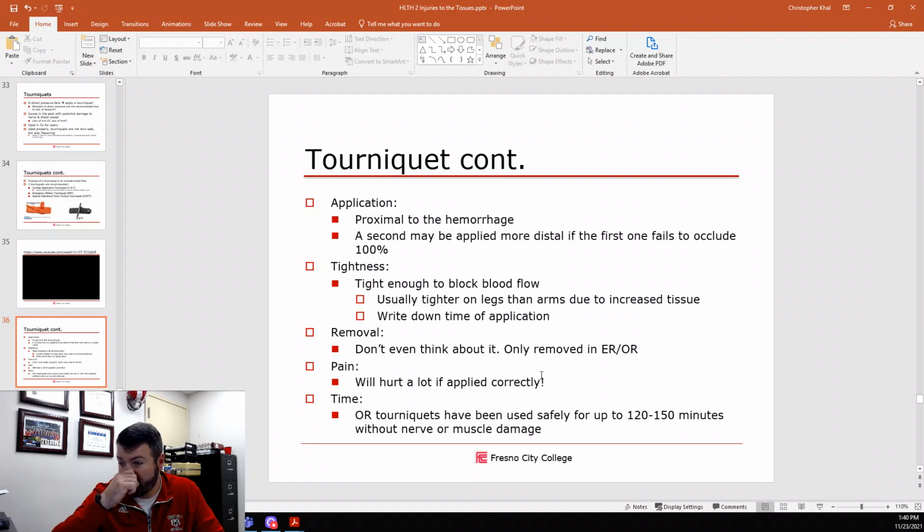As for time, operating room tourniquets have been used safely for about 2.5 hours. So by all means, you can leave it on a good amount of time without nerve or muscle damage. That's really the biggest thing they're concerned about: damaging muscle from hypoxia during surgeries. That's why with a lot of surgeries they want to work as quickly as possible, to prevent that kind of hypoxia from affecting the distal extremities.